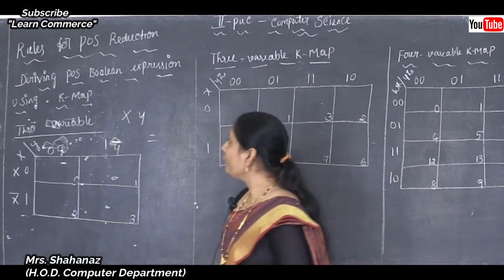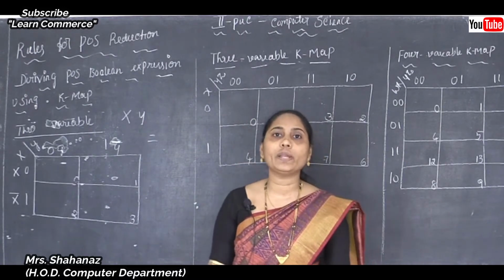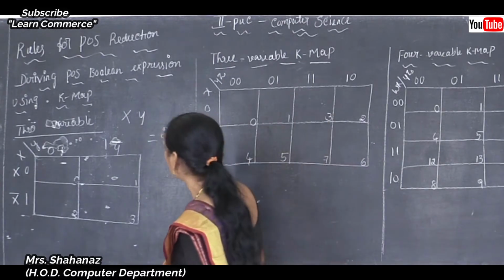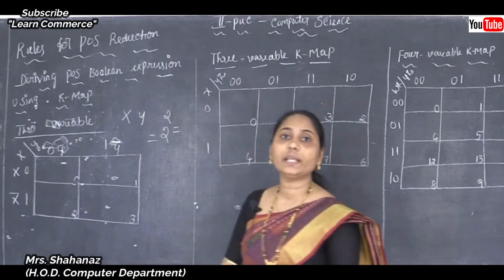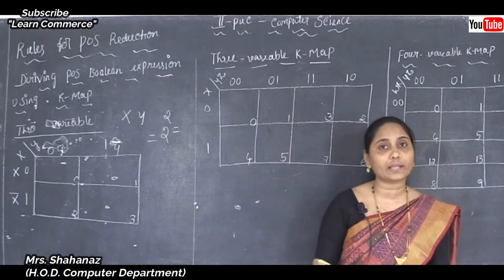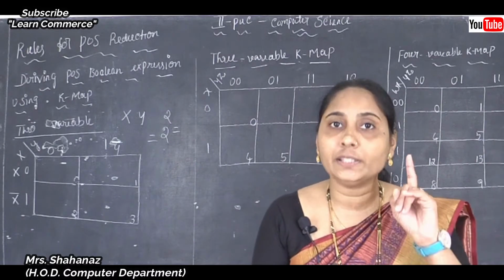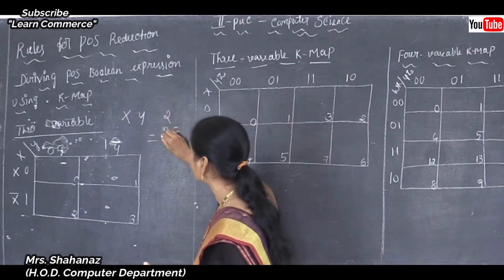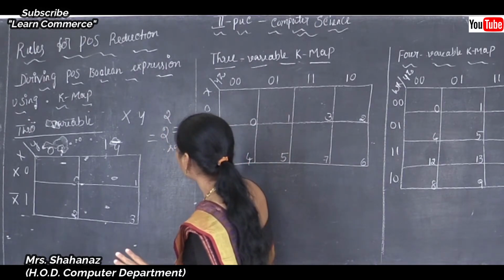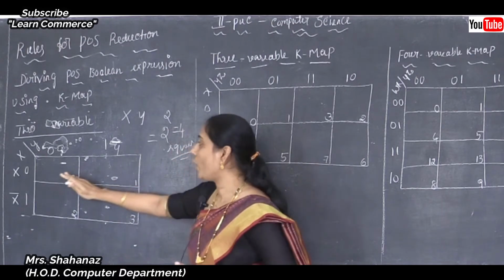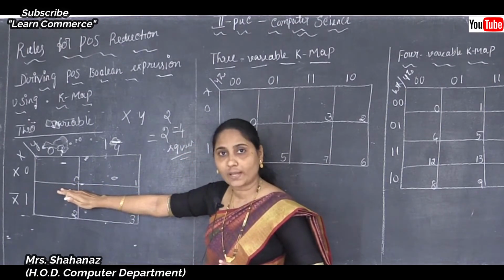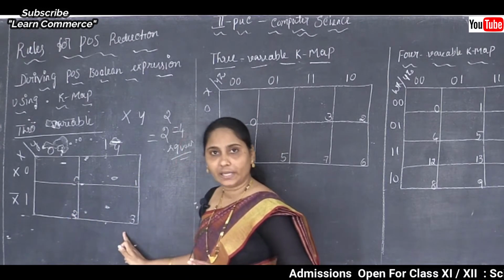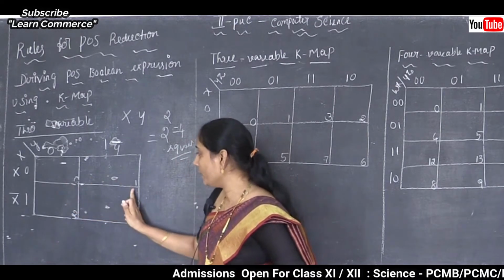So if it is 2 variables, how many squares do we need to complete the K-map? We need 2 to the power of 2. The total number of squares is 2 to the power of the number of variables. So 2 variables, 2 to the power of 2, equals 4 squares. I already completed it using the 4 squares, and I used the numbering scheme 0, 1, 2, 3.